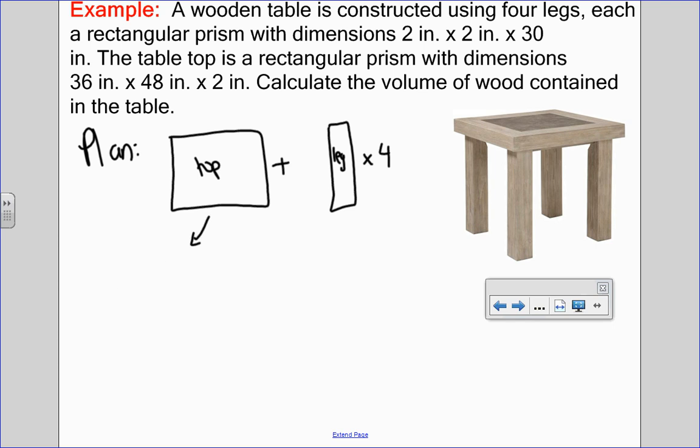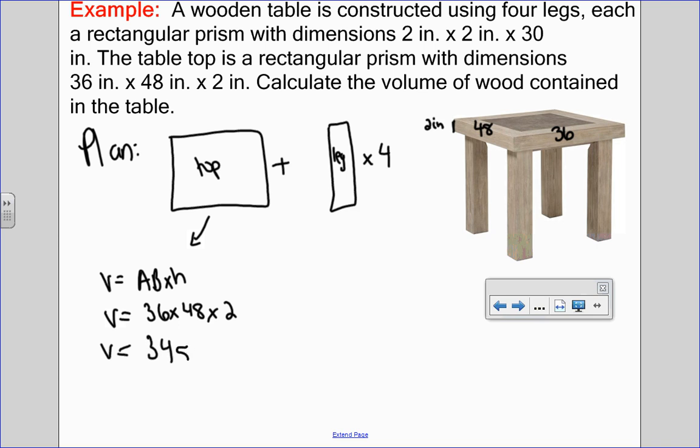So for the top piece, volume is area of the base multiplied by the height. Now let's label our dimensions on here. So the rectangular top measures 36 inches by 48 inches, and the height right here is just 2 inches. So area of the base would be 36 times 48 multiplied by the height of the object, which would be 2. So put that into my calculator, 36 times 48 times 2, and I get a volume of 3,456. So I'm done the first part of my plan.